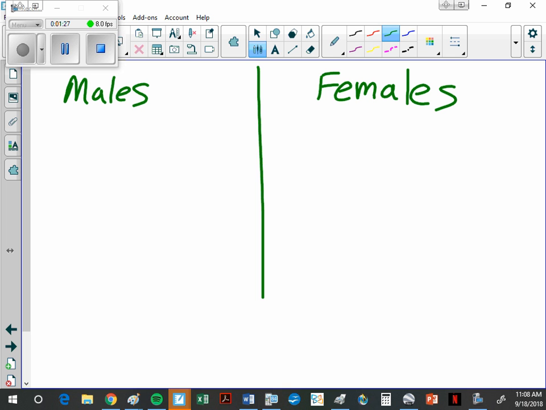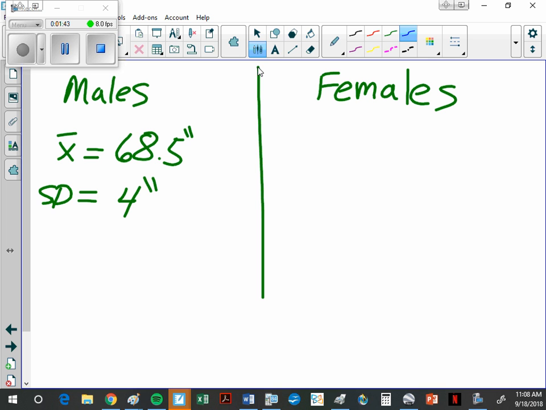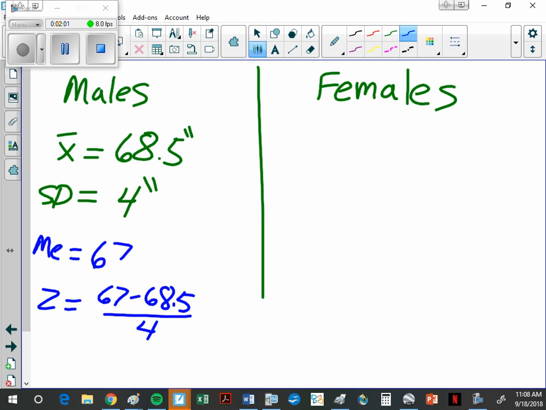So let's say that the average height of males is 68.5, and the SD is, I don't know what it is, maybe it'll be 4 inches. Okay? Well, I am 67 inches tall. So me, 67. What is my z-score? How would I find that? 67 minus 68.5 divided by 4. Value minus average divided by SD.